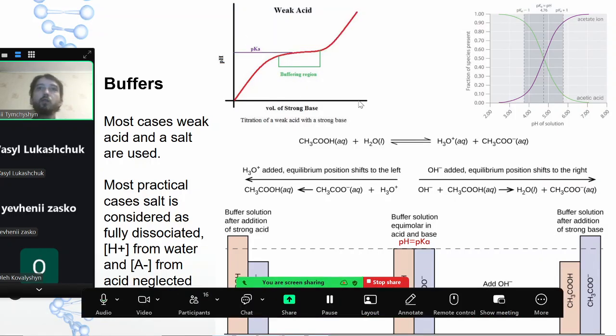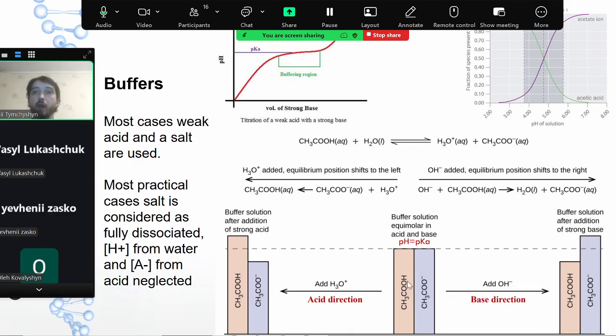So why is it called a buffer? Because if we add some different acid or some different base to that, it will try to keep pH within some small range. So here we have the so-called buffering zone. We have pKa, so it's the best case scenario when you have an equal amount of the dissociated and undissociated acid that you have created with that salt.